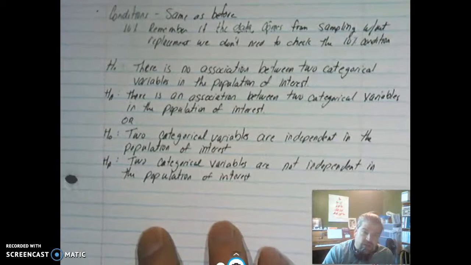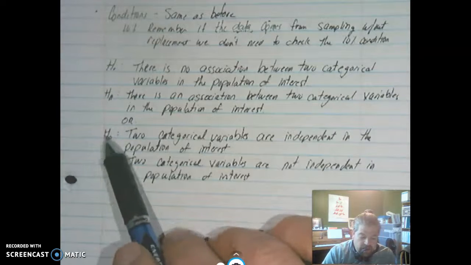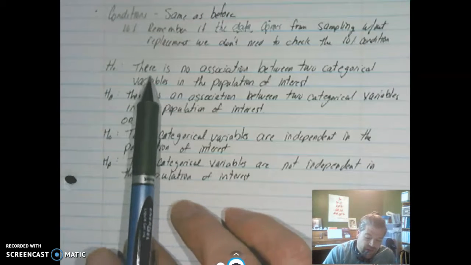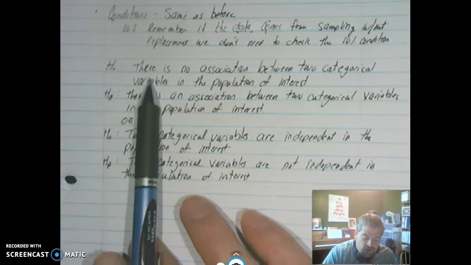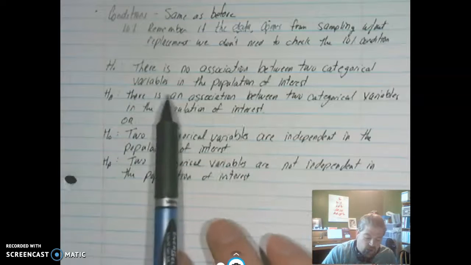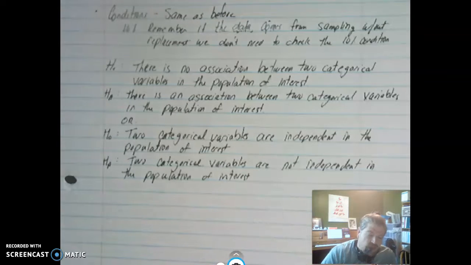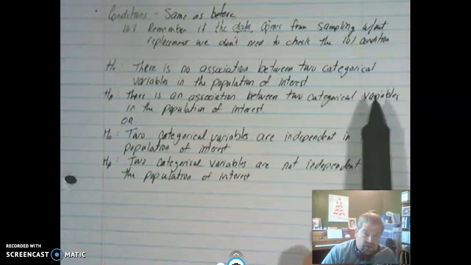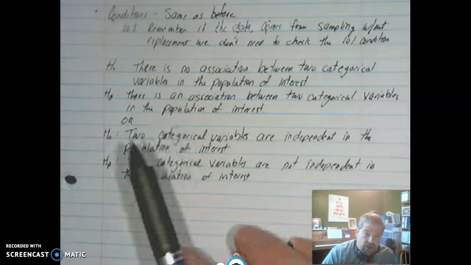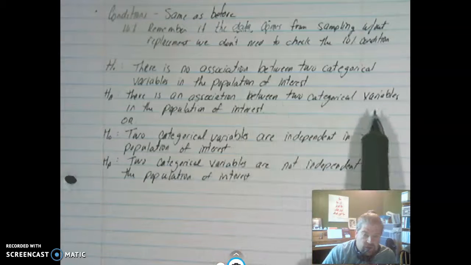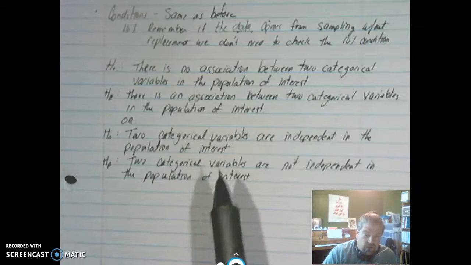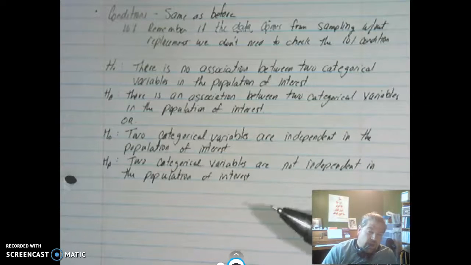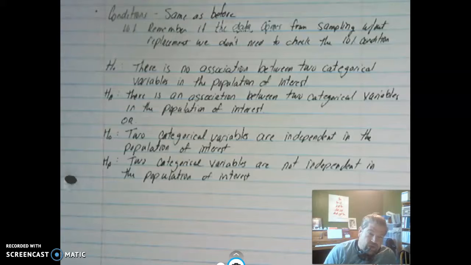The alternative and null hypotheses are written in a specific format, and there are two different ways you can do it. The first way is there's no association between two categorical variables in the population of interest. So there's no association between the length of the fingers between male and female. And then there is an association between two categorical variables in the population of interest. Or our two categorical variables are independent in the population of interest. Two categorical variables are not independent in the population of interest.